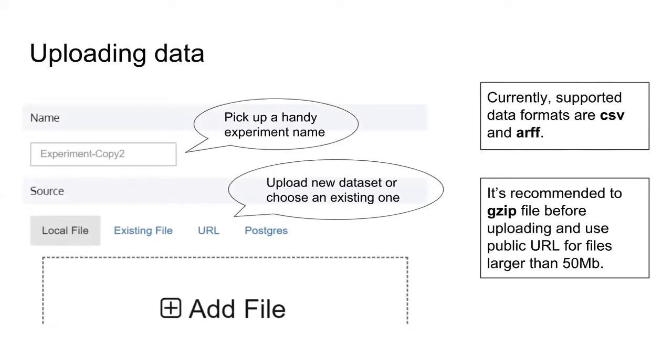So once you create a project, you can create several experiments which are related to different data sets or different optimization runs on the same data set. So for each experiment, you also should pick up some name and upload a new data set or choose from uploaded ones. Currently, we support CSV and ARFF data formats, and it's also recommended to use gzip of the dataset before uploading to speed up the file, or use a public URL for files approximately larger than 50 megabytes in order to speed up this process.